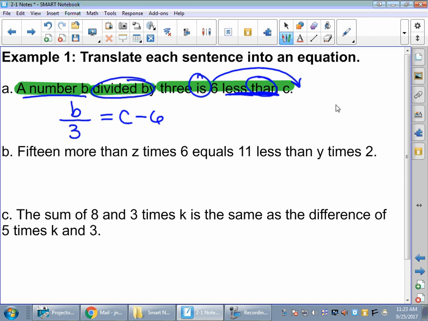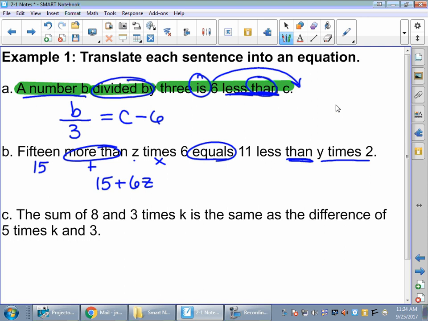Part B, 15 more than. 15 more than is addition. Here's my z, times 6, here's my equals. 11, here's that less than again, y times 2. So 15 more than z times 6. 15 more than 6z. Try to get in the habit of when we multiply variables and numbers that you put the number out in front of the variable.